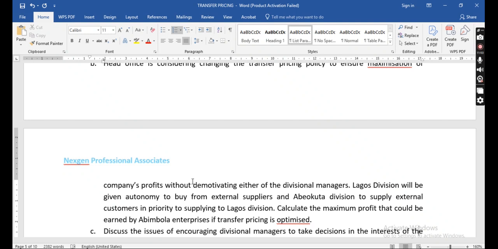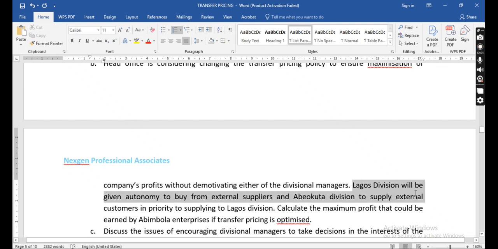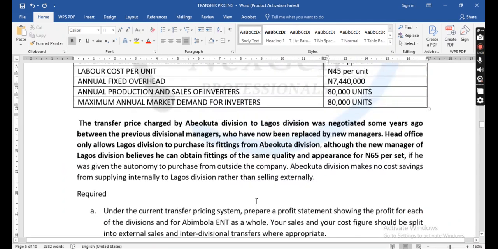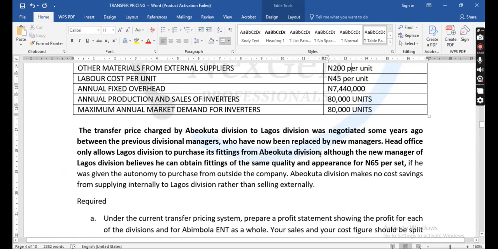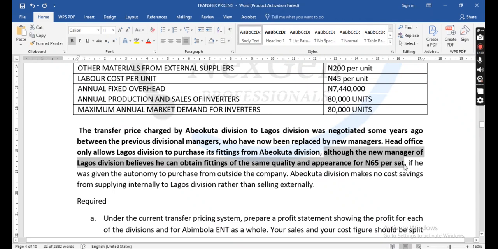Now, calculate the maximum profit that could be earned by Abimbola Enterprise if transfer pricing is optimized. Class, this thing now has changed. Lagos division will be given autonomy, so now Lagos can go outside to buy. And don't forget, it was mentioned that the new manager of Lagos division believed that it can obtain the fitting of the same quality at 650. So Lagos can go and buy at 650 per unit.